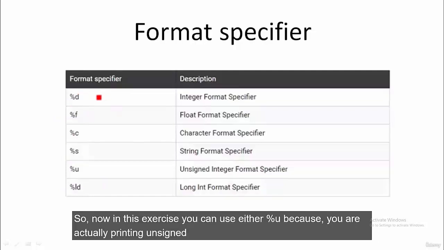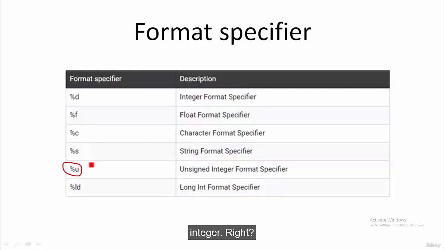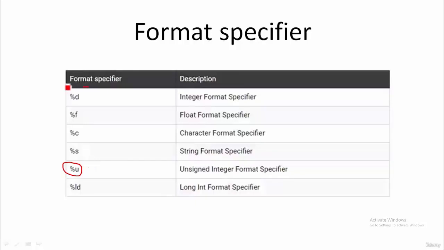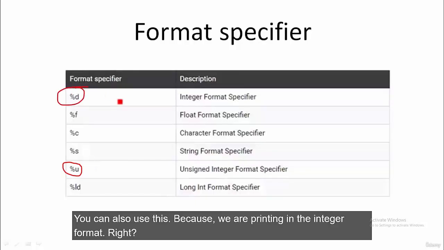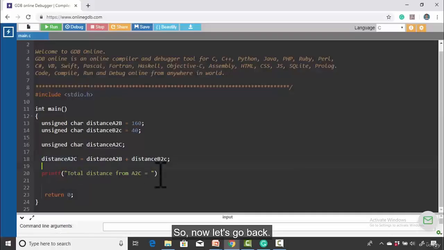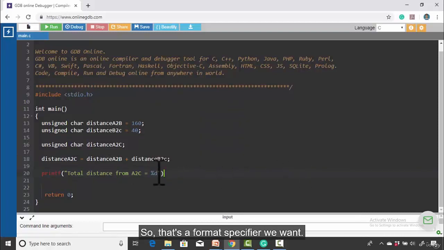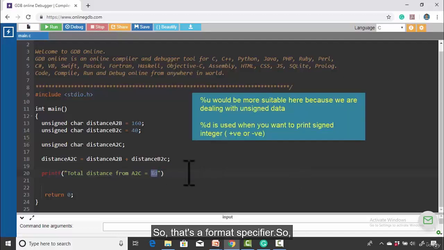So now in this exercise, you can use either %u, because you are actually printing an unsigned integer, or you can use %d. You can also use this because we are printing in the integer format. So now let's go back. Let's use %d here. That's the format specifier we want.